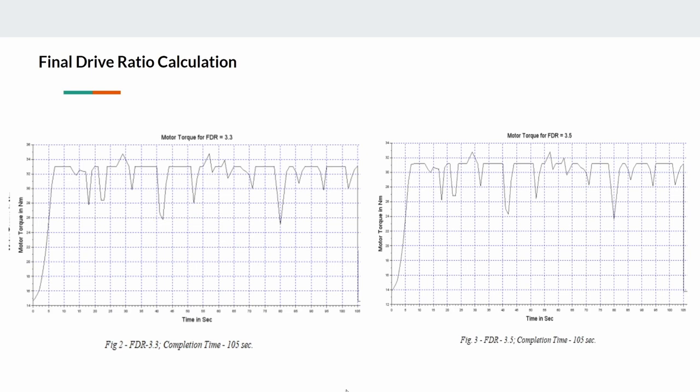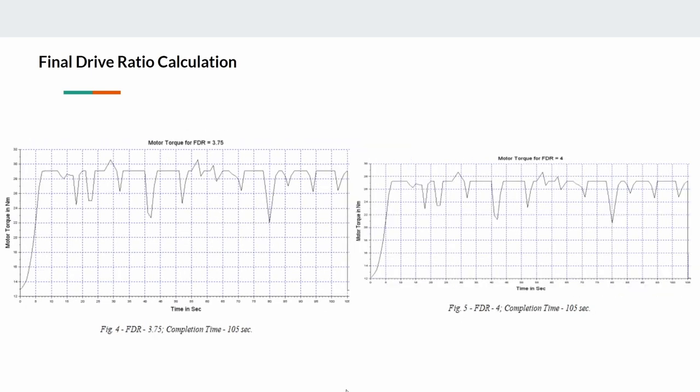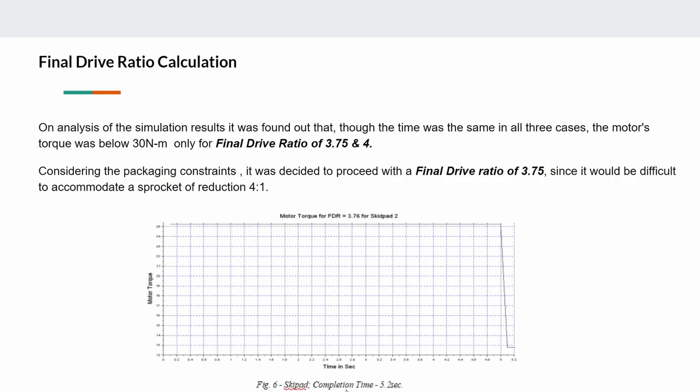Same was for 3.3, same was for 3.5, same was for 3.75, and same was for 4. Now, the thing to note was that on analysis of the simulation result, it was found out that though the time was the same in all the 3 cases, the motor torque was below 30 Nm only for final drive ratio of 3.75 and 4.